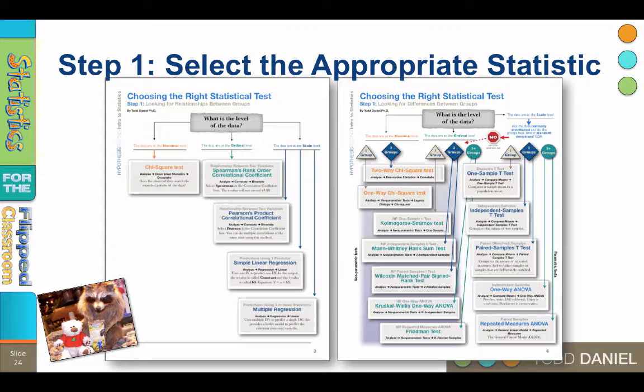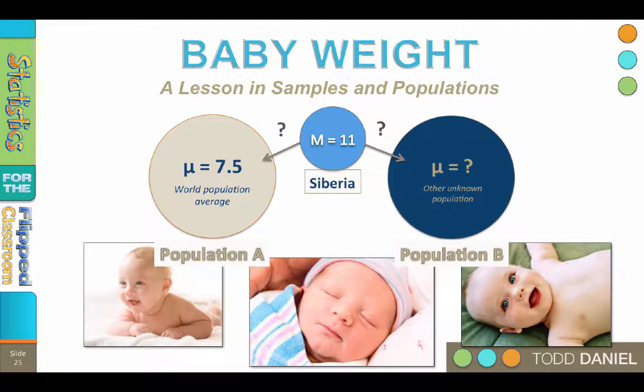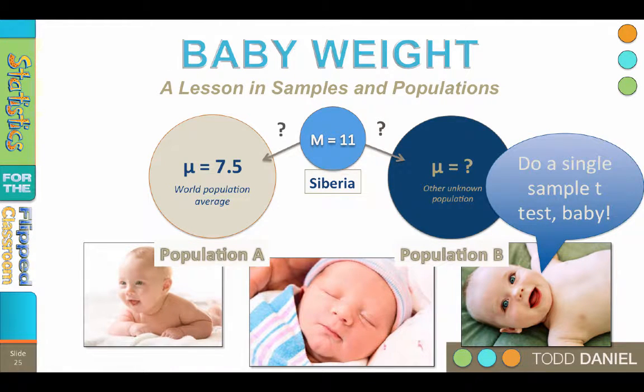Exploratory data analysis will help you decide what test to choose. However, since we're still learning, I will provide you with clean data sets most of the time. Notice that the names of the tests are color-coded to match the levels of data: nominal, ordinal, and scale. So for our baby weight example, we will be comparing the Siberian sample mean to the world population mean. And this would be the setup for a single sample t-test.